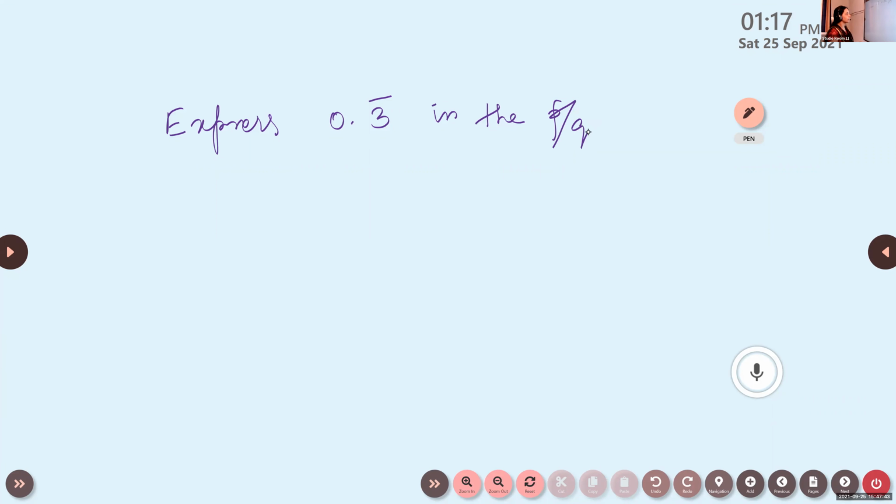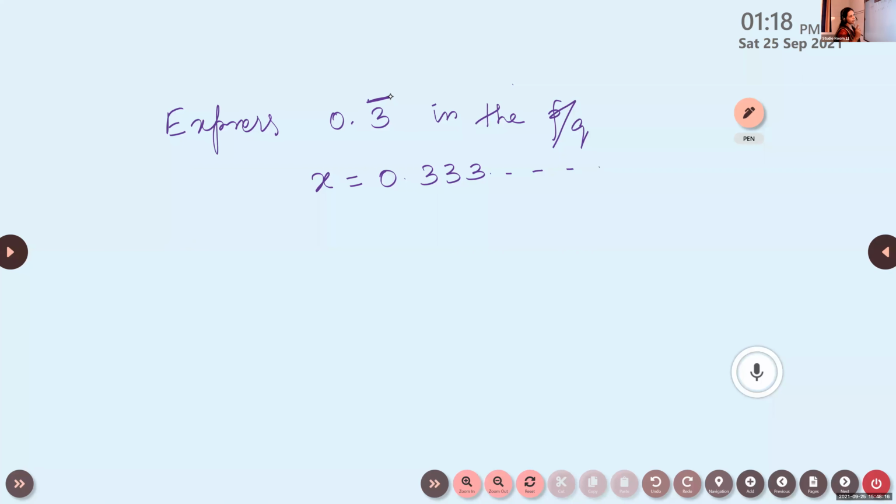So 0.3 bar. Whenever you are given like this, first step you take this x as 0.333. What is meant by 3 bar? 3 is being repeated. That is why we write 3 bar. So it is 0.333, etc. Next step, you look at the number of digits in the repeating block. How many digits are repeating? Only 3. One digit is repeating, isn't it?